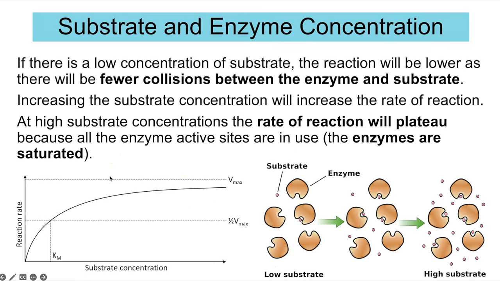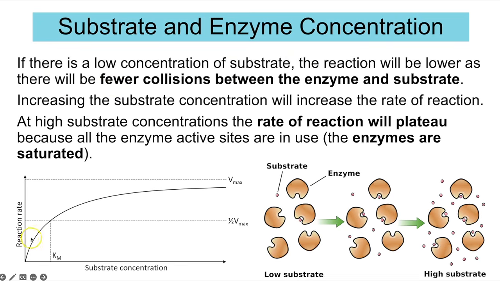Next, then, we have a look at the substrate and enzyme concentration. This is nothing to do with denaturing now. It's all to do with successful collisions, whether there is an active site available or not. So if there is a low concentration of substrate, the reaction will be lower as there will be fewer collisions between the enzyme and substrates because they're less available.